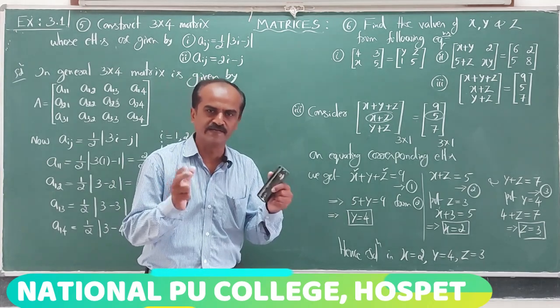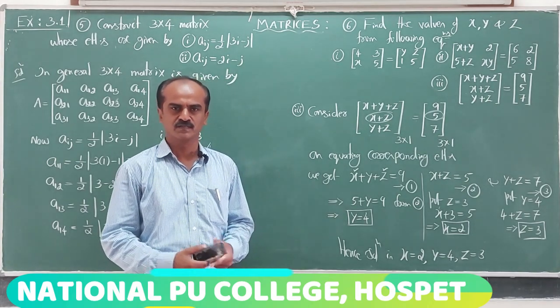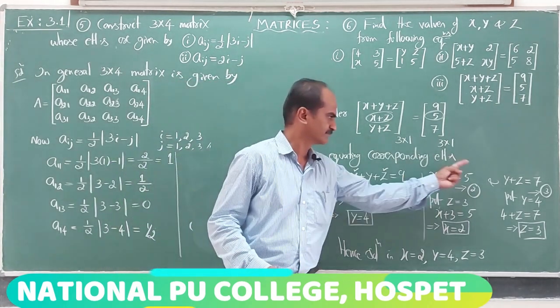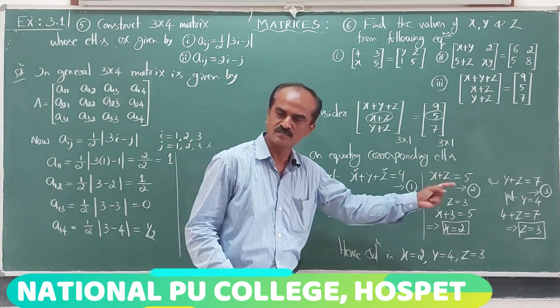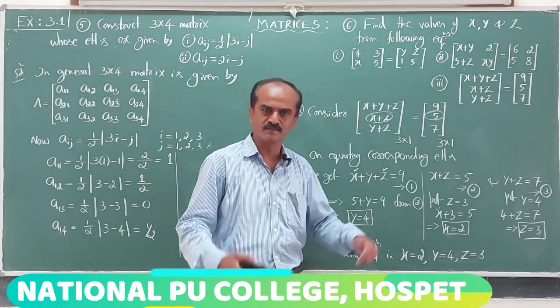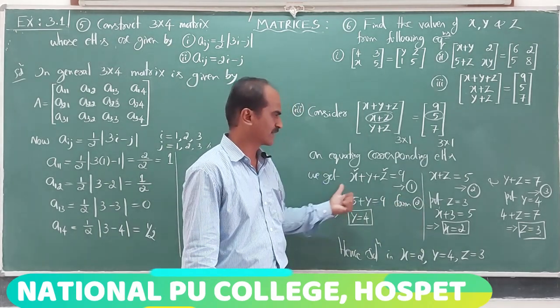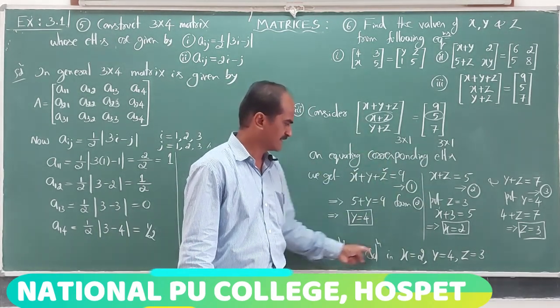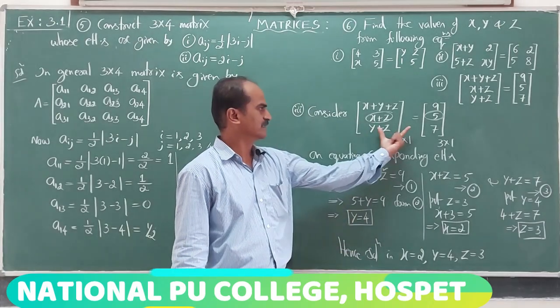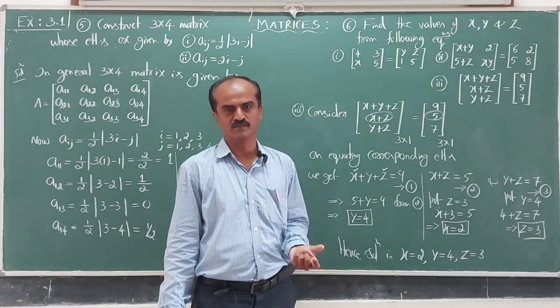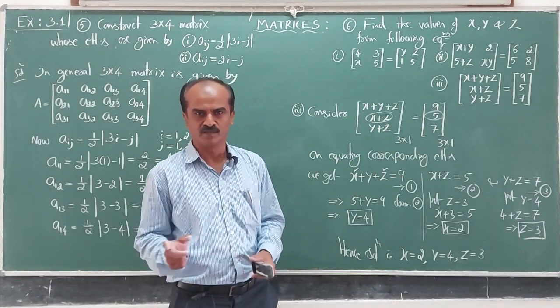Just by equating the corresponding elements, we are able to get the equations containing those unknowns. Then with the regular method of solving them, we applied the elimination method here to get the values of x, y, z. For these values of x, y, z, these two matrices will be equal. That is what it means. Now we will take the next question.